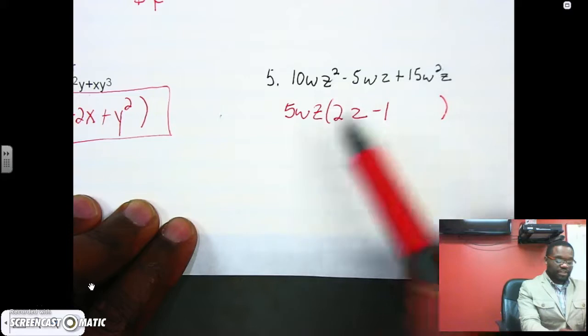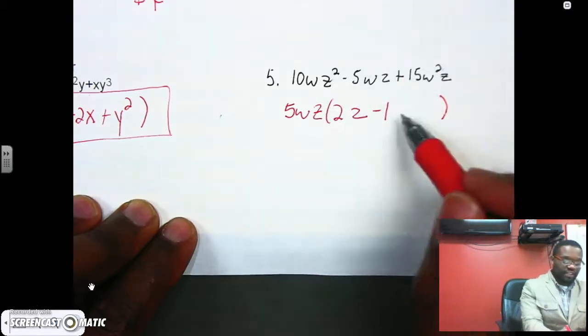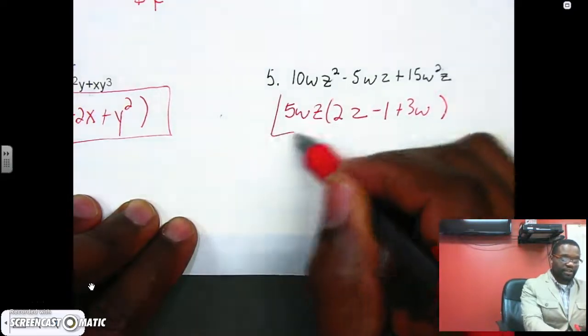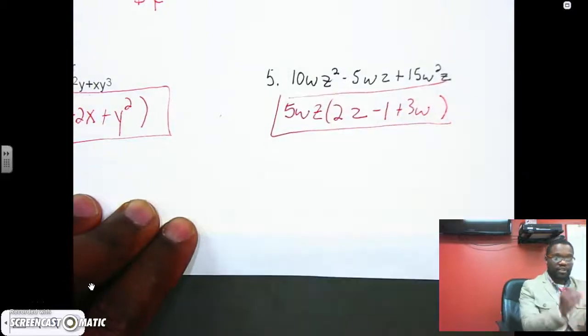15w squared divided by this: 15 divided by 5 is 3. W squared divided by W is W, and the Z's cancel out. This is your answer. All right?